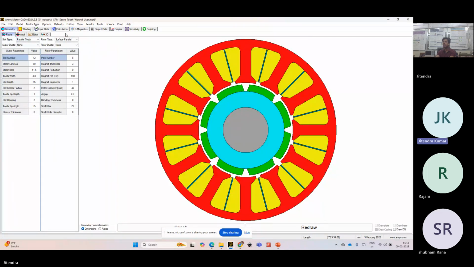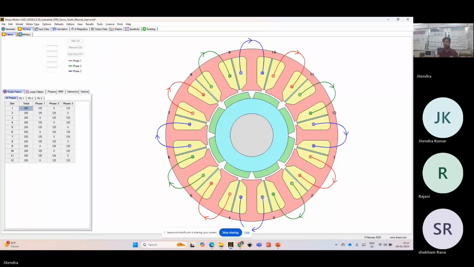Yeah, so this is fractional slot concentrated winding. We will learn about that also. 12 slots, 8 pole, right? So what will happen here?